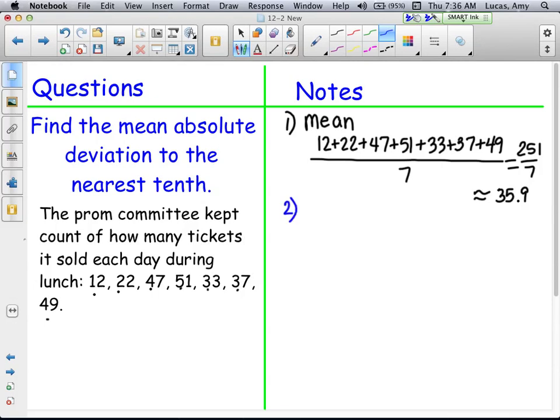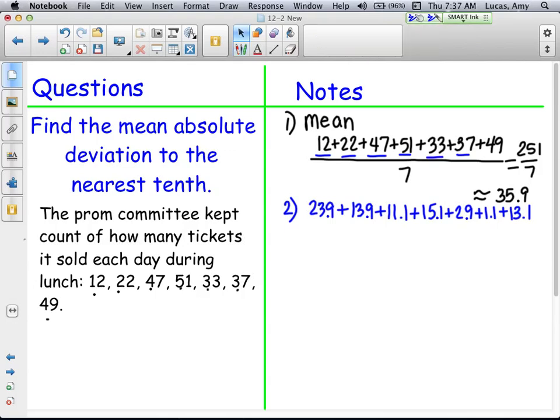Now, each of the numbers, I need to figure out how far away they are from 35.9. So my first number is 12. So 12 happens to be 23.9 away. My next number is 22. So for each of these, you just need to subtract to find the distance. So 13.9, 47, 11.1, 51, 15.1, 33 is 2.9, 37 is 1.1, and 49 is 13.1.